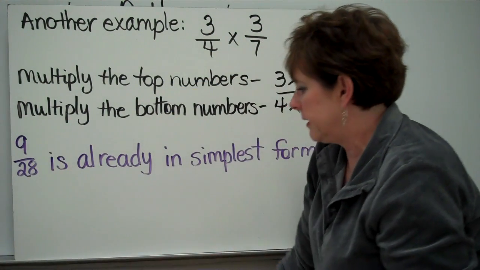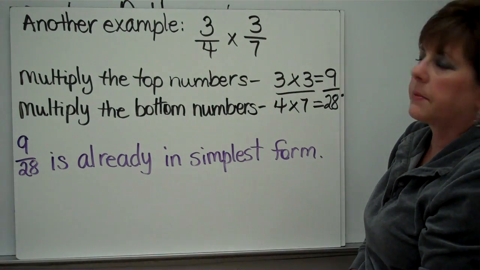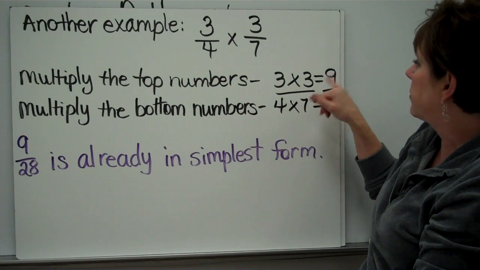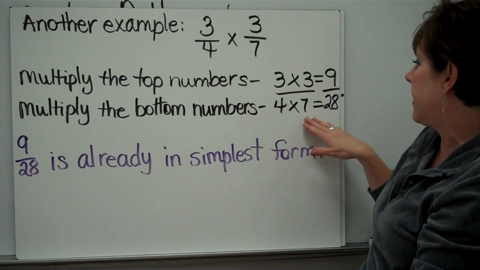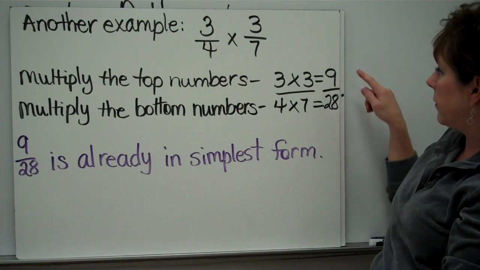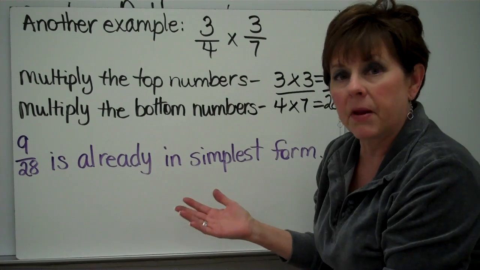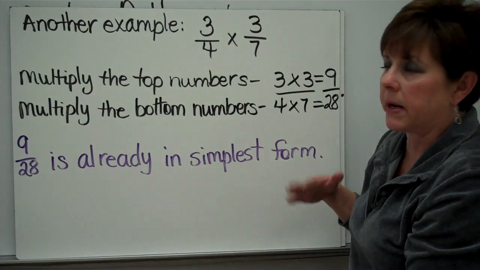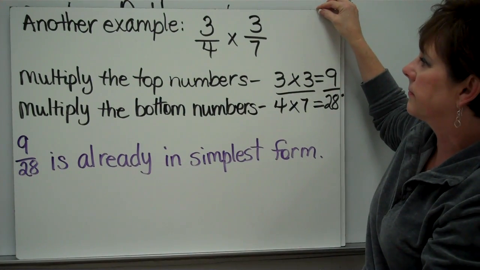All right, here is another example. Let's say we've got 3/4 times 3/7. Multiply your top numbers. 3 times 3 is 9. Multiply your bottom numbers. 4 times 7 is 28. So your answer is 9/28. Can it be simplified? No, 9/28 is already in simplest form. It can't get any smaller and still name the same amount.